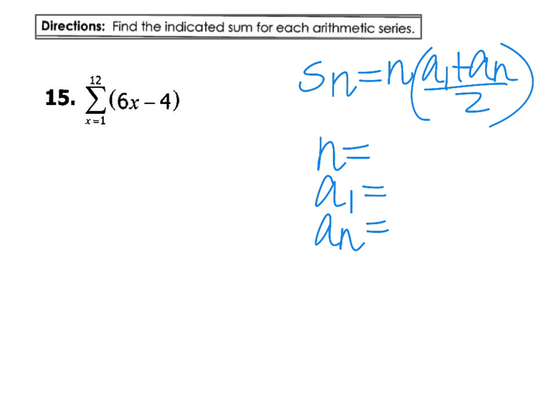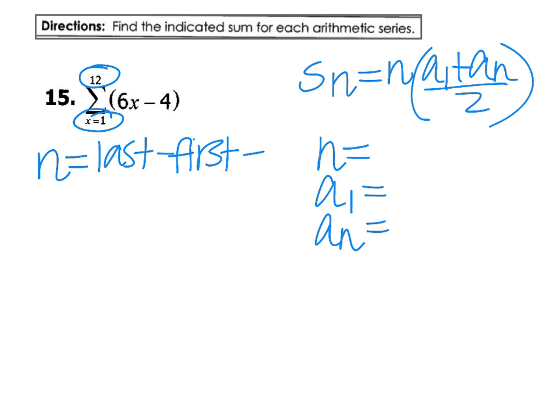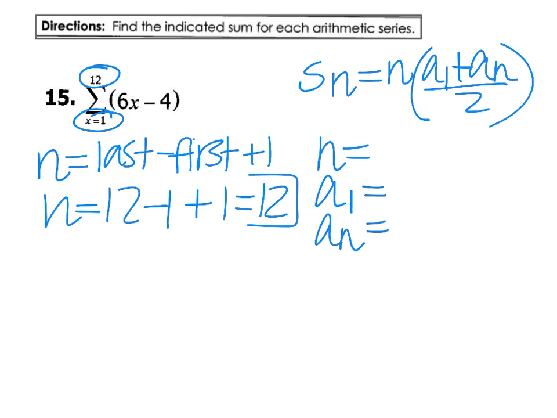So in order to find n, we want to look at our summation notation, and we want to look at the first term and the last term. So in order to find n, we want to take the last term, subtract the first term, and then add 1. So n always equals the top, 12 minus 1 plus 1. So 12 minus 1 gives us 11, add 1, and you get 12. And the reason why this is this way, we can't just do 12 minus 1 and get n equals 11.